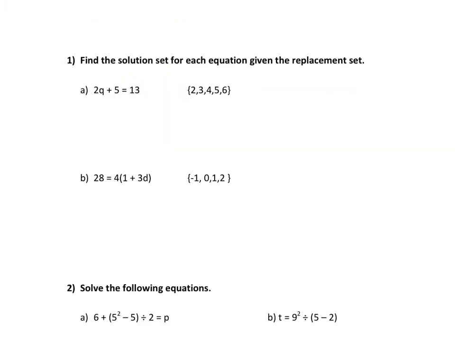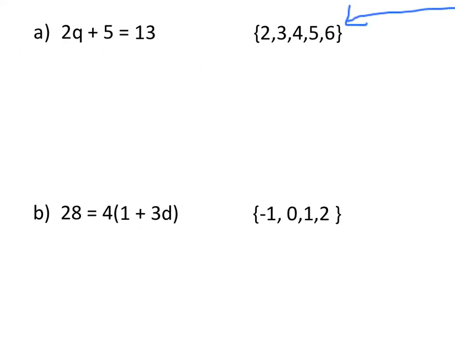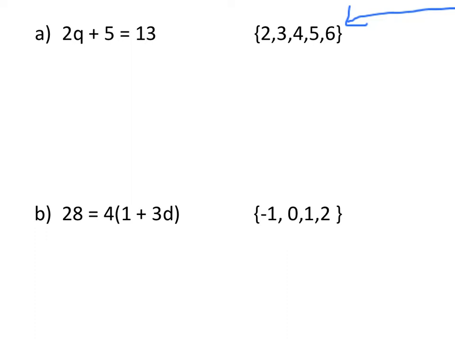Okay, and here on example number 1, it says find the solution set. So this means I'm going to put my answer in a set bracket. For each equation, meaning equal sign, given the replacement set. So this guy right here is your replacement set. You are going to take these numbers and put them in for the variable. Okay? All right, so let me zoom in here a little bit. And here's what we're going to do. You're going to try each number until you find one that works.